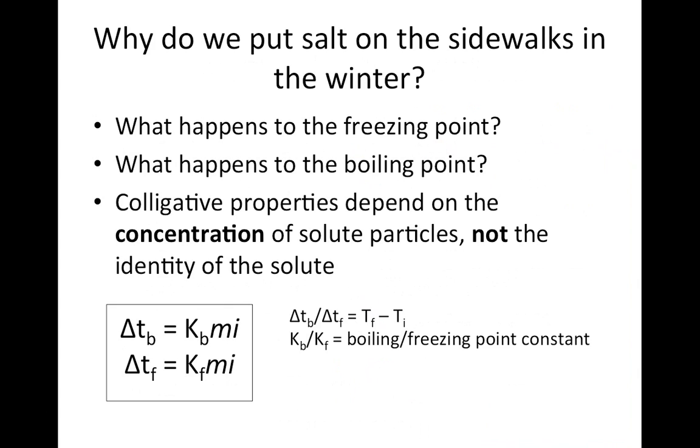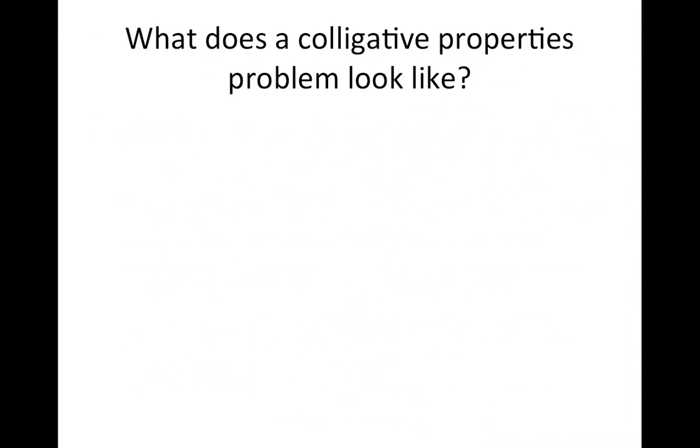Kb or Kf refer to the boiling point constant or the freezing point constant. Kb and Kf are values that you can find in a chart that will be given to you in class. They are specific to each individual solvent, in the same way that specific heat is different for each different substance. M stands for the molality of the solution, and i stands for the Van't Hoff factor, which we'll discuss further in a minute.